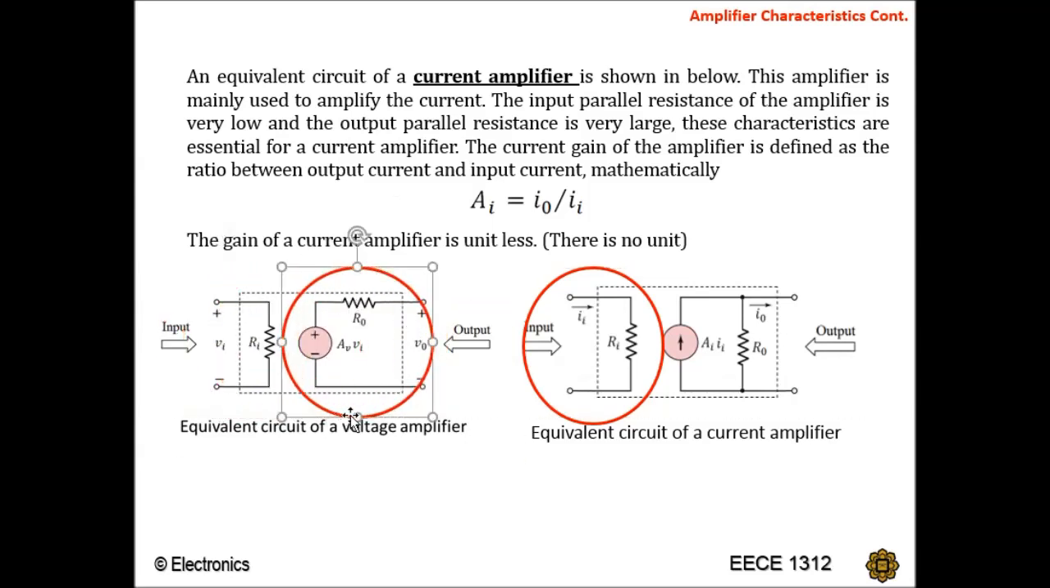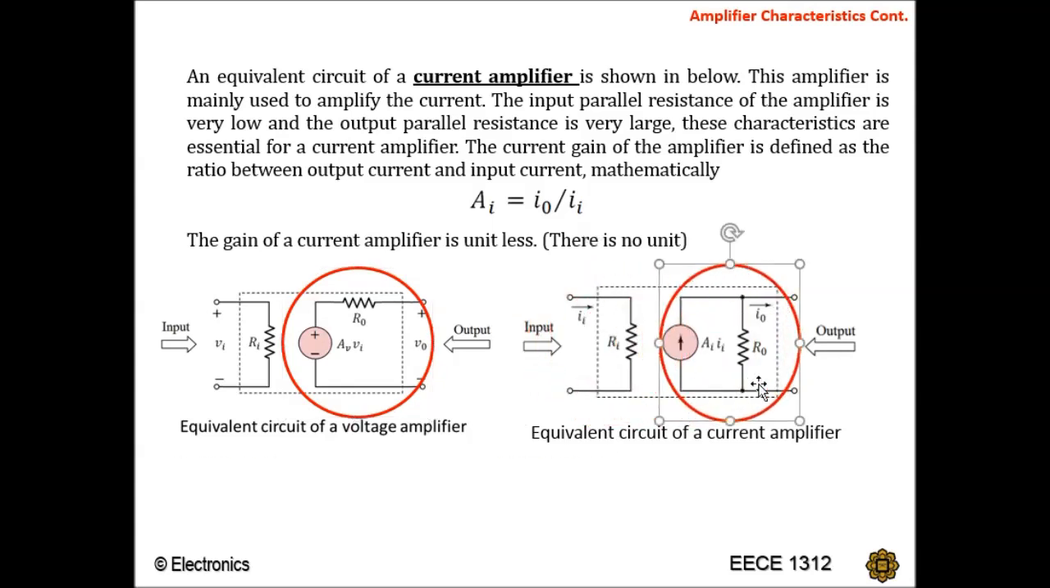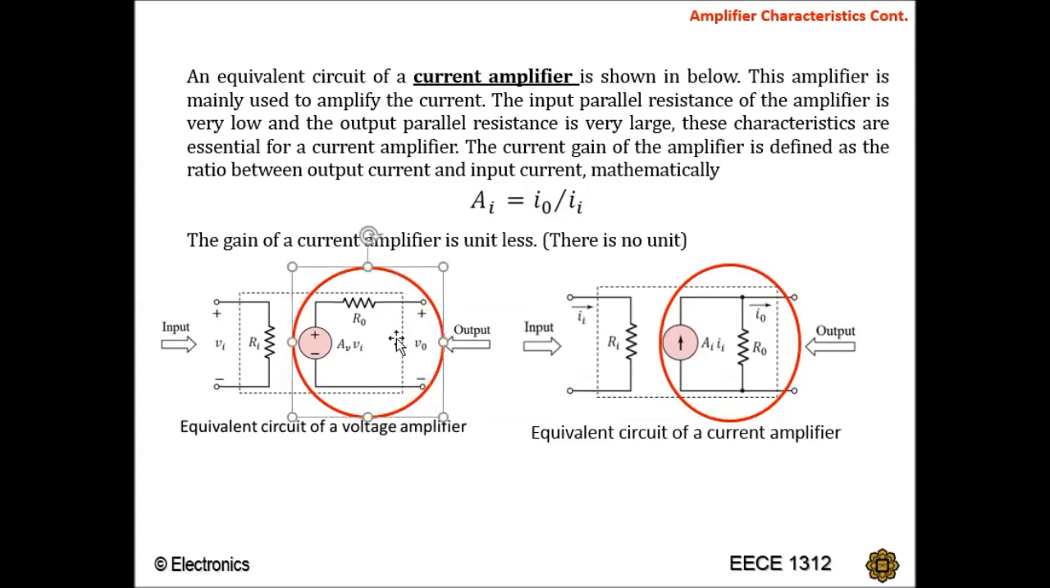Okay, so if you look at the voltage amplifier, the AvVi is in series with your Ro. But for your current amplifier, the current source is connected in parallel with your Ro. And again, the labeling of the parameter for your voltage amplifier is V out, and then this is the current I out. Okay. So that is the introduction on the structure.